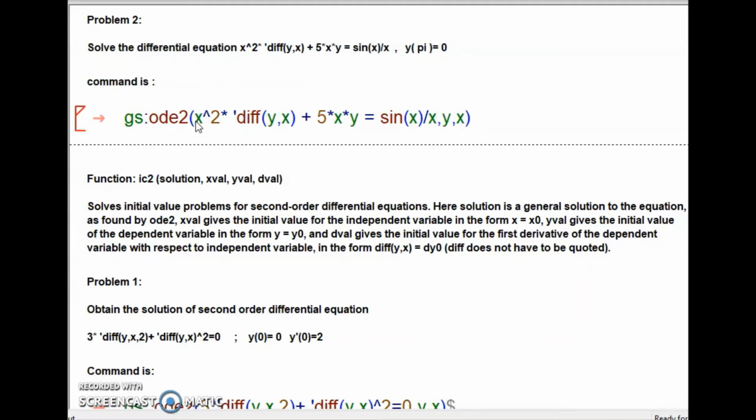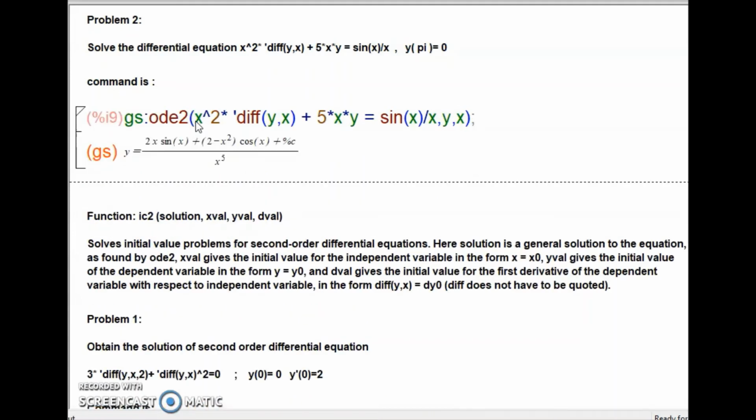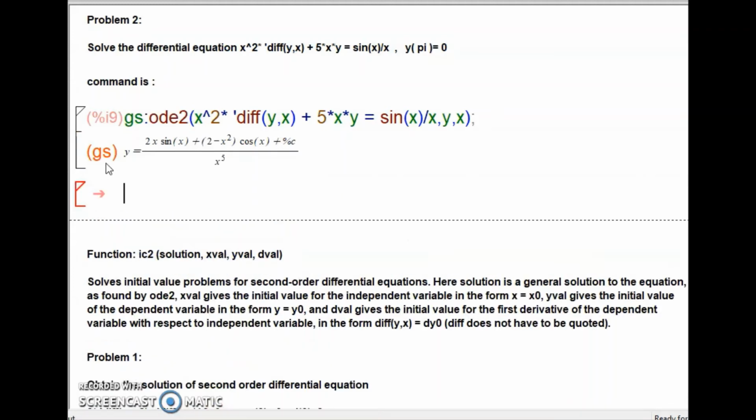Dependent variable, independent variable. You got the solution which is named to the variable GS. I have to find out the particular solution. The general solution is the first parameter, the x value is the second parameter, and the y value is the third parameter. Now here pi is a general constant.